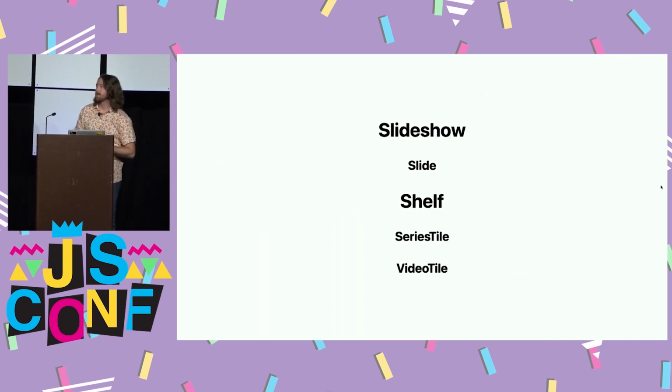So some basic components that live in the MVC data model would be a slideshow that contains slides, a shelf that might contain a series tile or a video tile. So those are what we're going to be working with in our examples here. It's a very basic example.